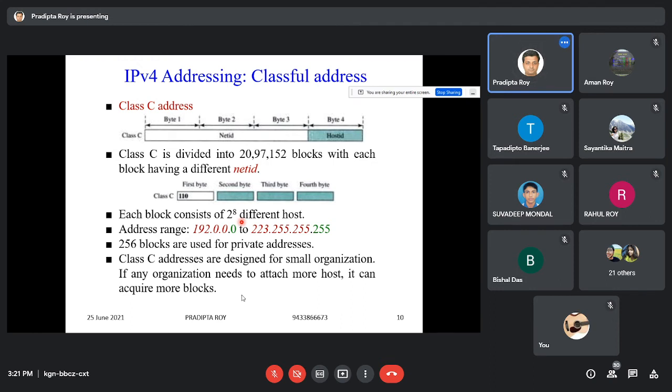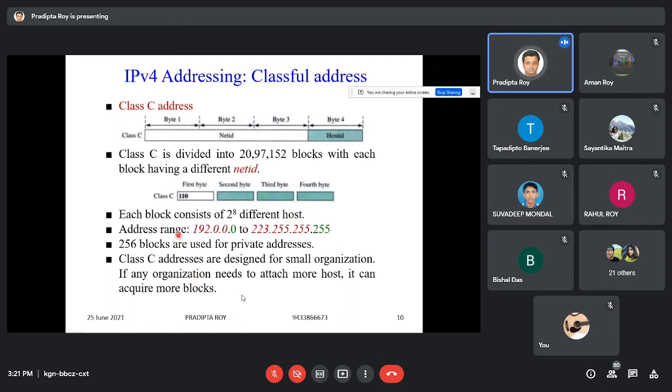Okay. So here the 256 blocks are used for private addressing. So class C addresses are designed for small to medium organizations, and if any organization needs to attach more hosts, it can acquire more networks or more blocks. Okay. And now we will calculate what is the minimum and maximum address range of the class C network.